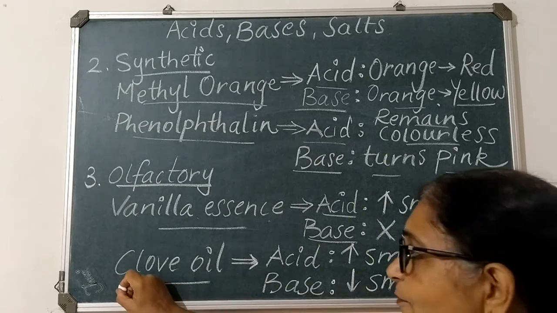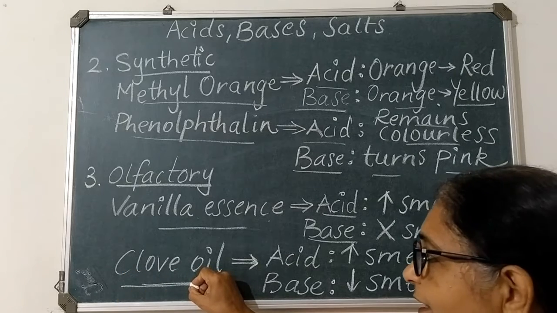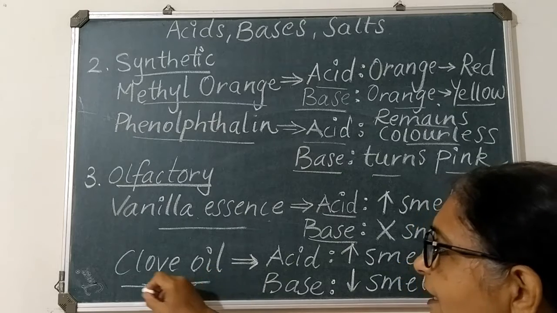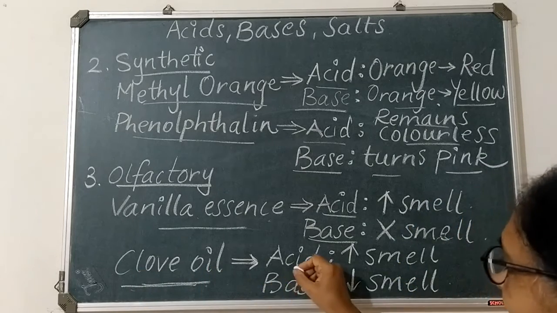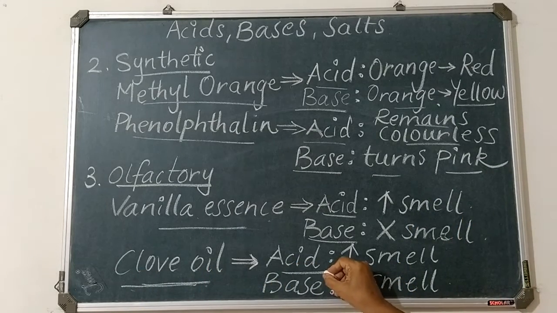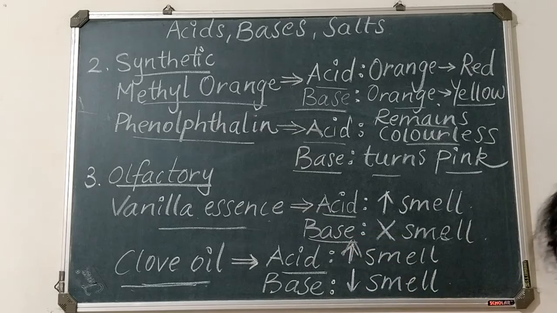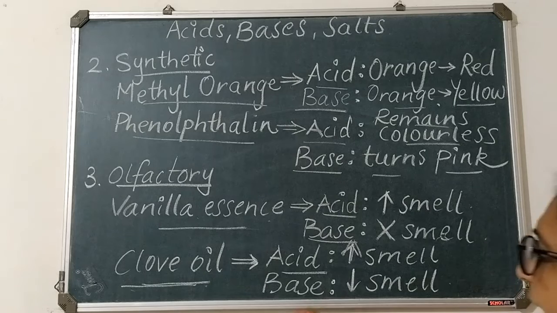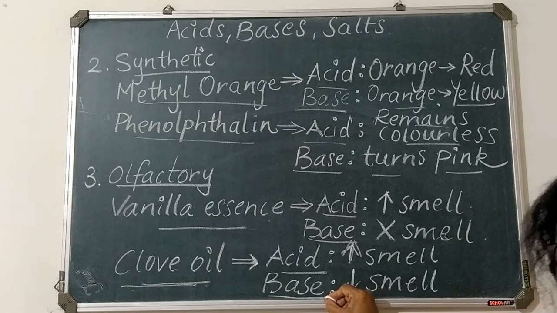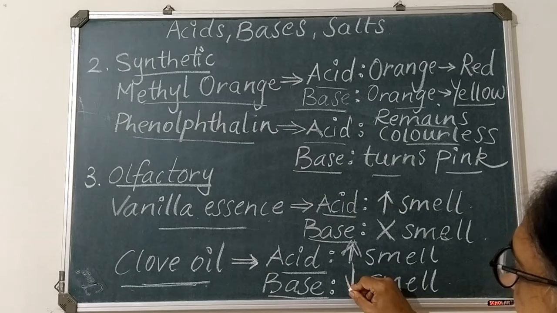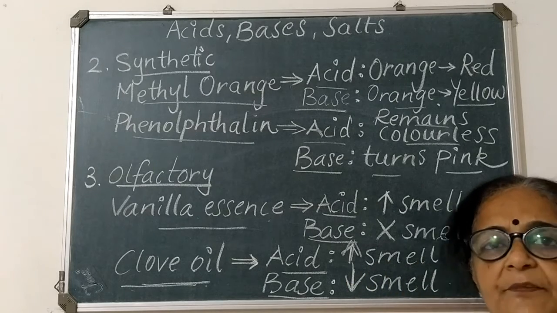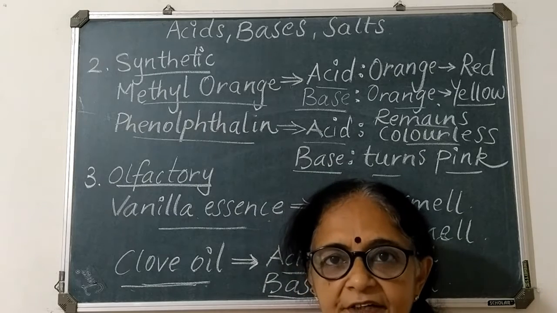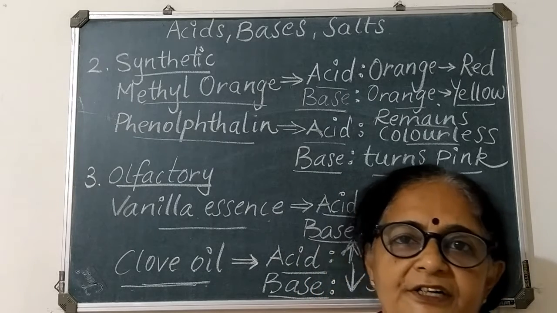The next example is clove oil. Clove, in Gujarati we call it lavang, clove oil. When the clove oil comes in contact with acid, the smell will increase. You will have more fragrance. And when it comes in contact with base, the smell will decrease. So these were the three types of indicators: natural, synthetic and olfactory indicators.